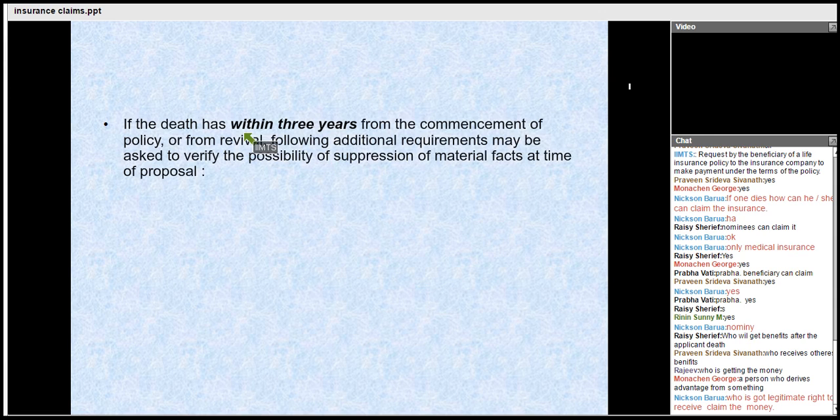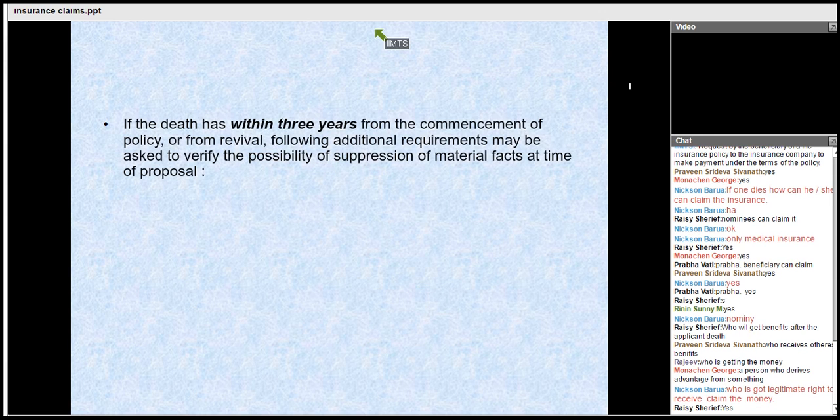And see, if the death occurs within 3 years from the commencement of the policy or from revival, following additional requirements may be asked. So if someone dies after 3 years of taking the policy, in that case, what additional documents would we need to make that claim? Anyone knows about it? Please let me know. Fine?